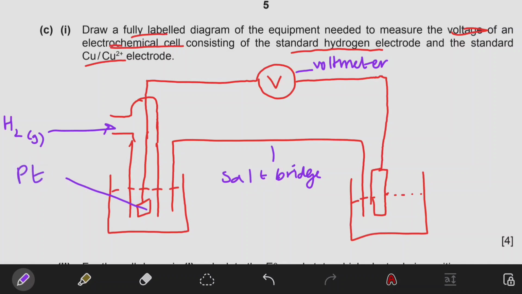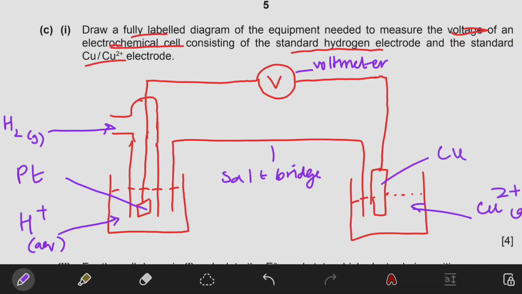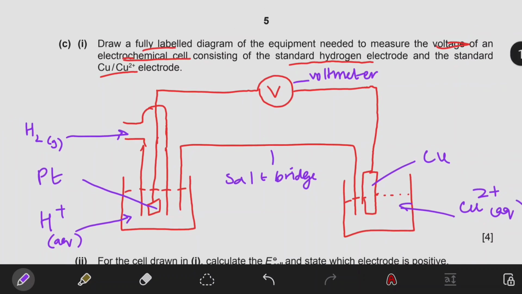Platinum. Here should be hydrogen ions, aqueous form. Here should be copper ions, aqueous, and this is copper. And that is it for the diagram.